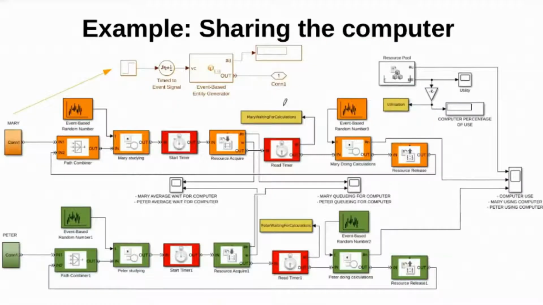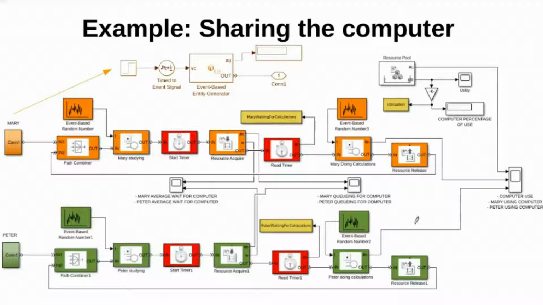So this is the block diagram of the sharing the computer example, okay? At the beginning, there are a lot of blocks in here, so you may feel overwhelmed, but I will explain this block diagram step by step. Afterwards, I'm going to show you how they can be configured within the SimEvents environment, okay? But first of all, I will explain only the role of every block in this block diagram.